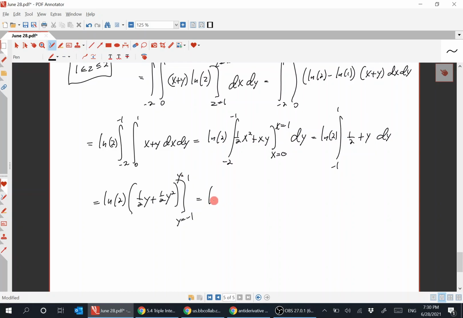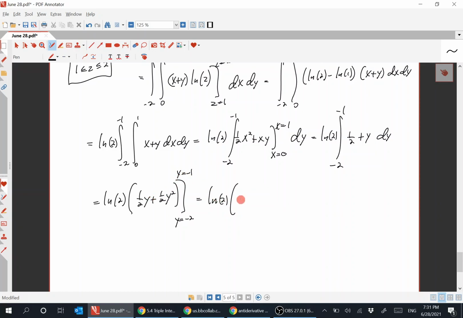So natural log of 2. Where did the -1 and +1 come from? Oh, -2 to -1. Y equals -2 to y equals -1.